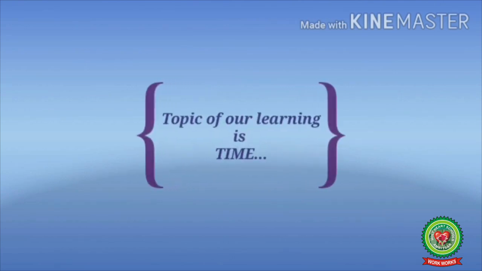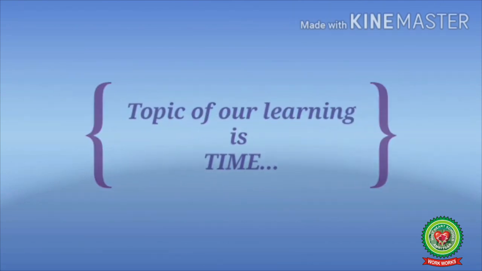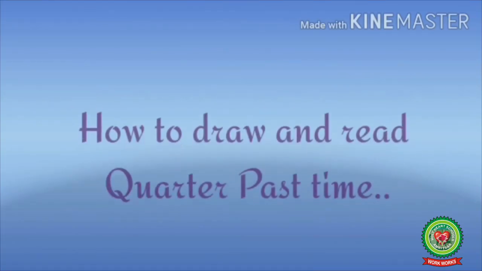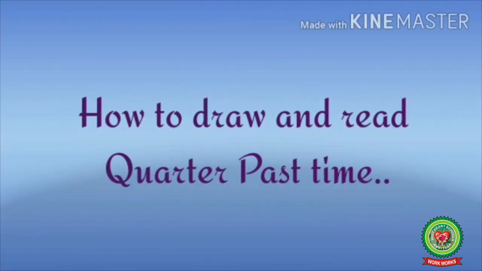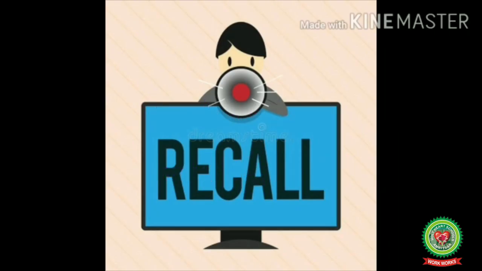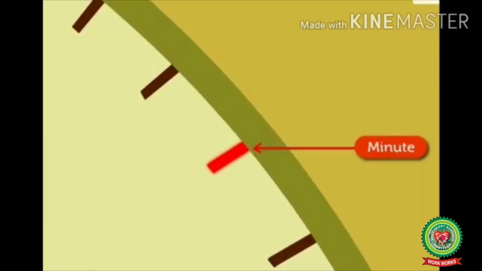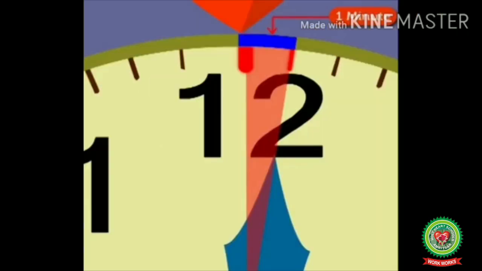Today the topic of our learning is time, and the objective of our today's learning is how to draw and read quarter past time. But before that, let us recall our previous topic. Children, in a clock there are 60 markings all around. One marking means 1 minute, and when the long hand goes from one mark to another, it takes 1 minute.